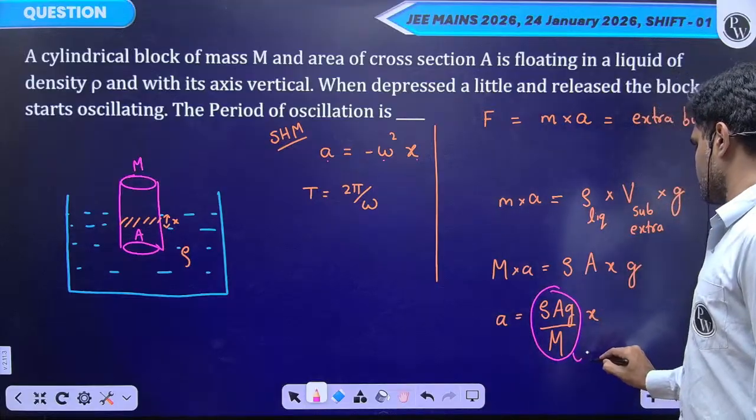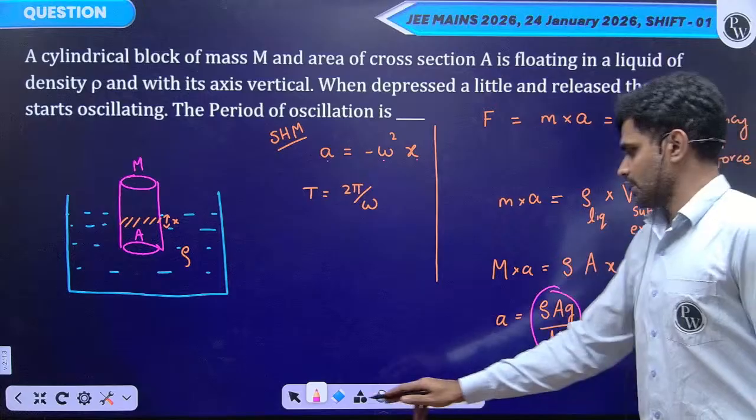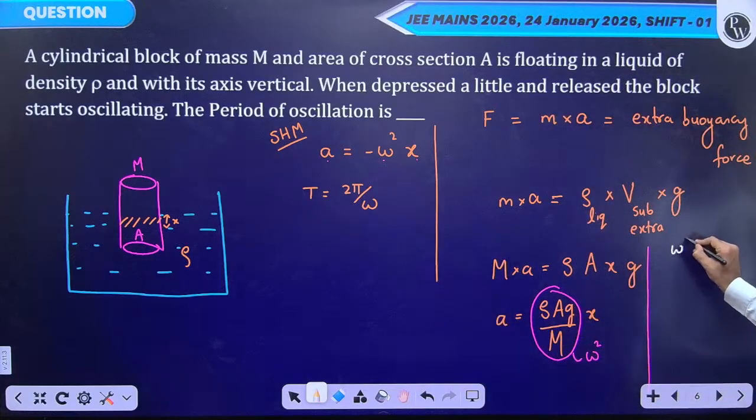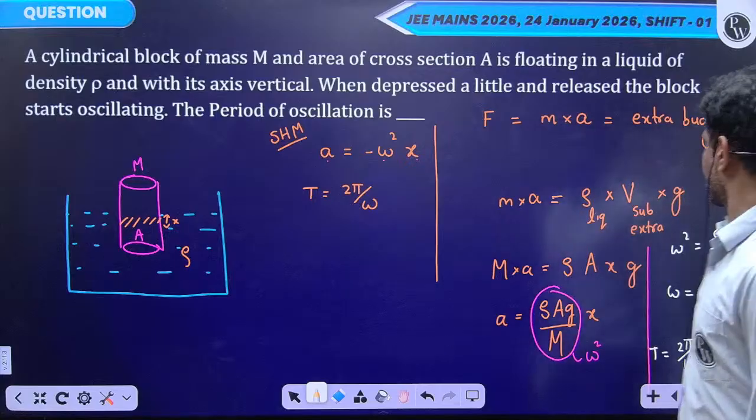This will be omega square, right? Once we get omega square, then it's simple. Omega square is rho A g by M, which means omega is root of rho A g by M. Time period is 2 pi by omega, which is 2 pi under root M by rho A g, right?